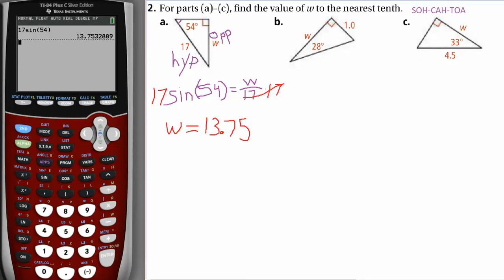Okay, let's come over to part C. So here we go. The 33 is the bottom right hand angle. The right angle is the top angle. So W being between those two angles makes it the adjacent. And then the 4.5 is across from the 90-degree angle, making it the hypotenuse.